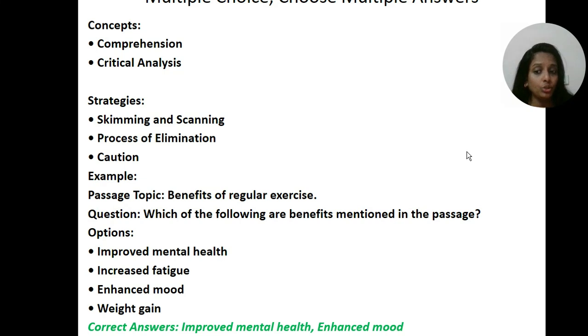That's all for today's video, and the other task types, how to incorporate the concepts and the strategies in the remaining tasks, we will see in the next video.